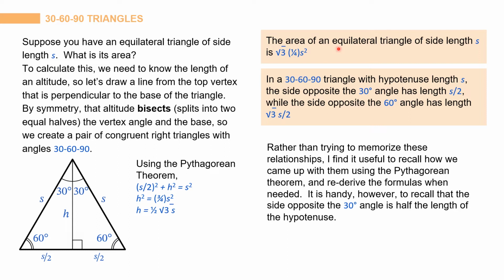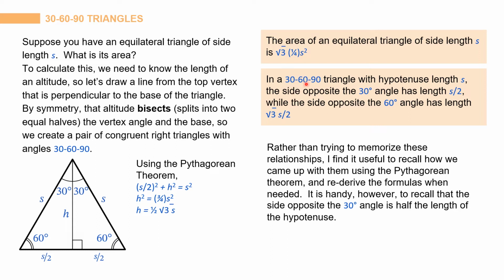The area of an equilateral triangle of side length s is the square root of 3 times 1/4 times s squared. Why is this so? Using the Pythagorean theorem, this altitude by symmetry bisects the base. So this 30-60-90 triangle has side length s over 2, side length s, and side length h. So we can solve for h. h ends up equal to 1/2 times the square root of 3 times s. So 1/2 times h times s gives us 1/4 times the square root of 3 times s squared.